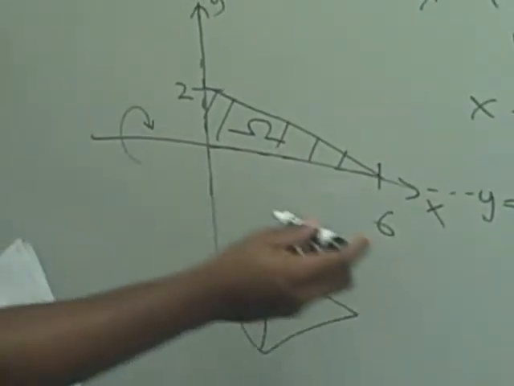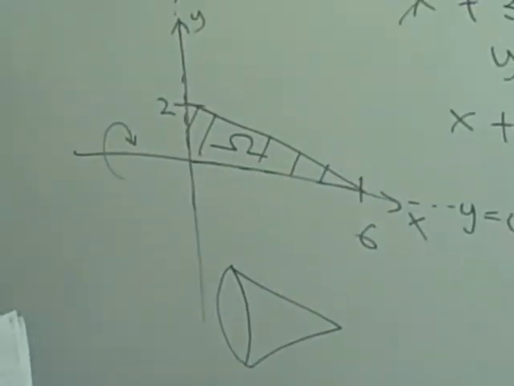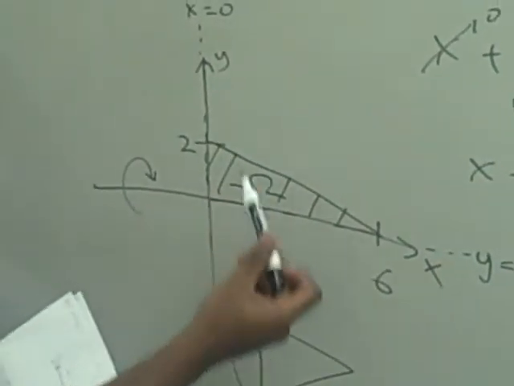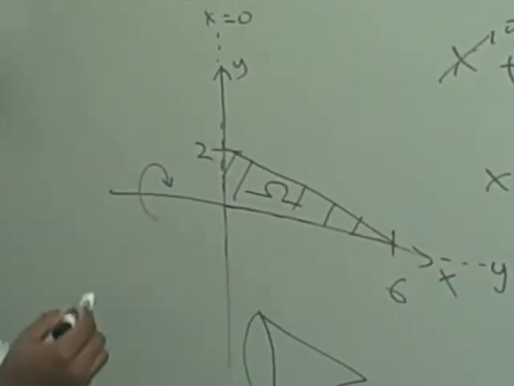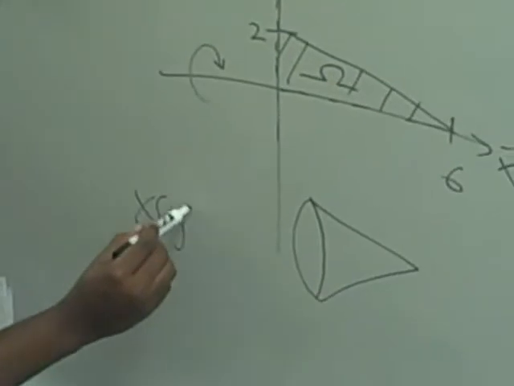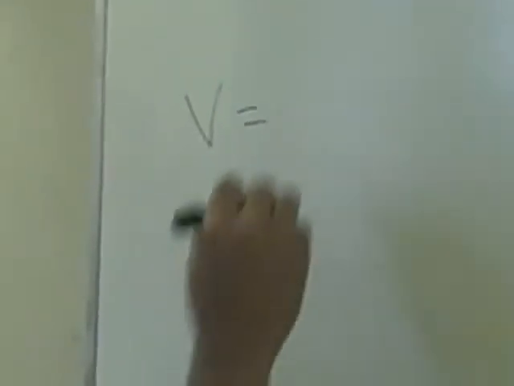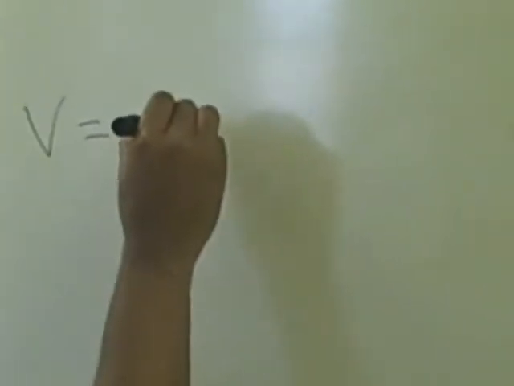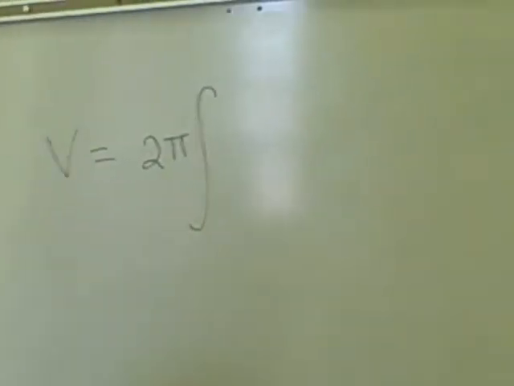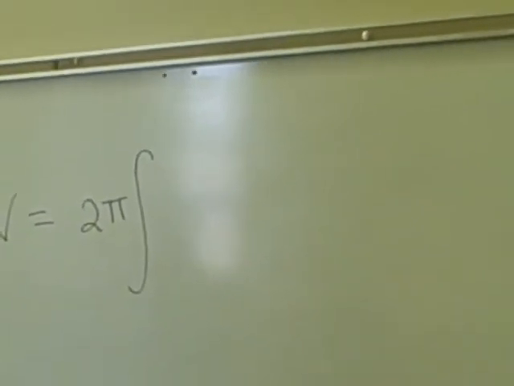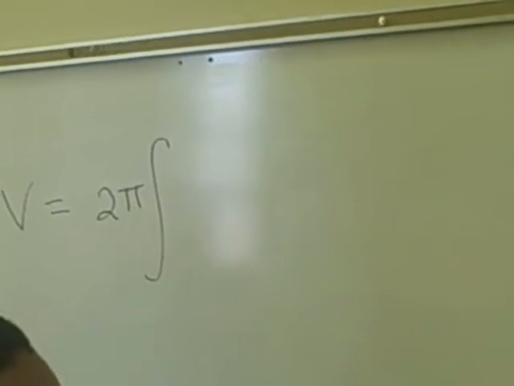And as you can see, it's rotating about the x-axis. So we're going to have to write the equations in terms of y, so x as a function of y. So we'll set up the equation of volume right here. And it's the same equation as the one we used in the previous example, which is v equals 2 pi, the integral of the height times the radius.